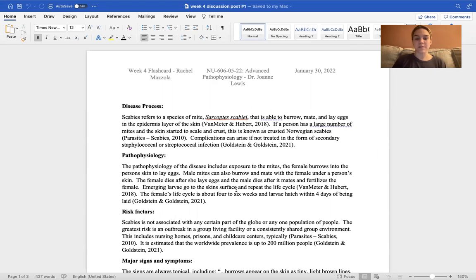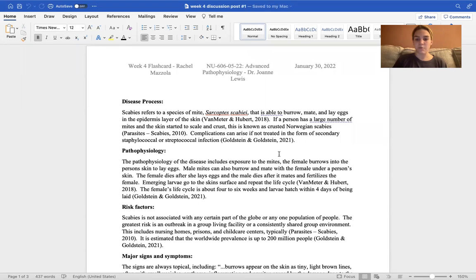It refers to a species of mite, Sarcoptes scabiei, which is able to burrow, mate, and lay eggs under the epidermis layer of the skin. If a person has a large number of mites and the skin starts to scale or crust, which is an exacerbation of the normal symptoms, this is known as crusted Norwegian scabies. Complications can arise if not treated, in the form of secondary staphylococcal or streptococcal infection.